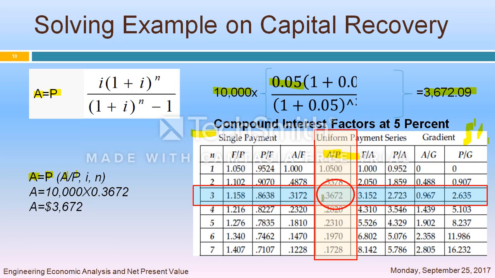So the factor is 0.3672, and if you apply it, you get the same value, which is 3,672. Now for the people who do not have the tables, they can write to me in the comment line. I will send it to them, or they can also search for the tables of interest rates.